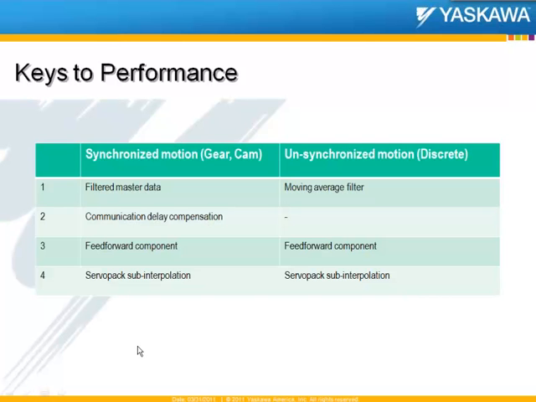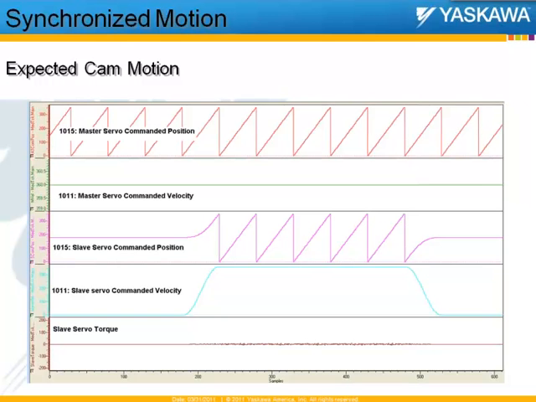In the same way, for unsynchronized motion, you can make use of a moving average filter to smoothen the jerk in motion. We could use feed-forward components and also servo pack sub-interpolation. We'll look at all these components and talk about these parameters in detail. Let us look at the first kind of motion, synchronized motion, and I'd like to talk about electronic cams in particular.